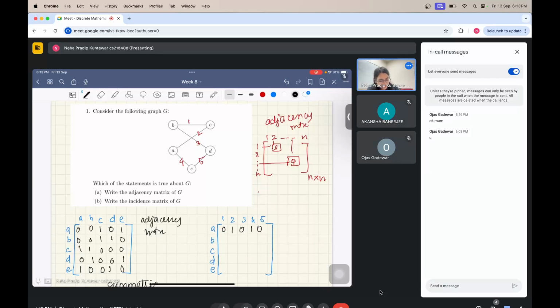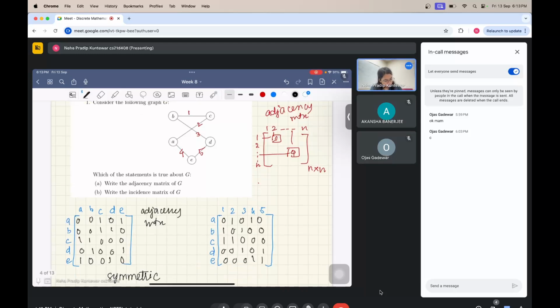Similarly, let's look at B. What are the two edges that B is incident on? 1 and 3, right? So for B you will write 1 and 3 and the rest are zeros. Then for C, 1 and 2. D, 3 and 5. And E, 4 and 5, right?